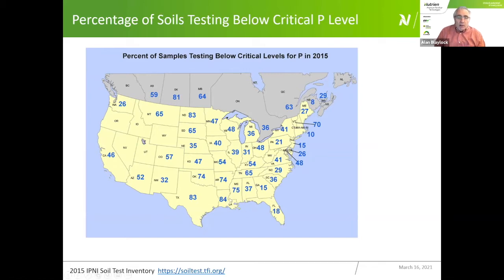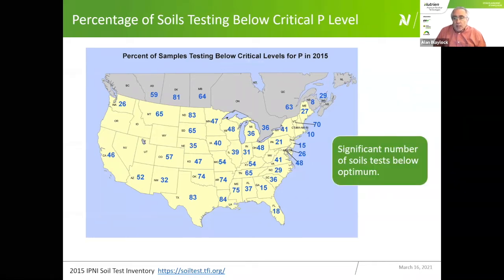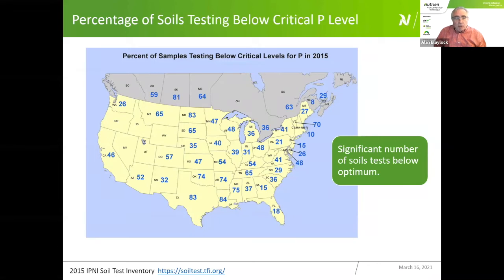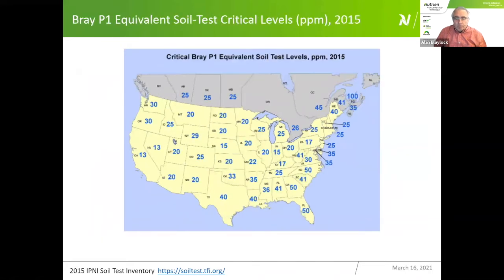Then there are some other areas where most of the soils are above the critical level, and maybe it's more of a concern of having excess phosphorus. For example, some of these coastal areas, the Chesapeake Bay region, where phosphorus runoff has been a problem, the Lake Erie Basin. So some of those areas, we want to pay attention to for other reasons. But we see on the map there are a significant number of these soils that are below optimum. So that should be a factor in our nutrient management.